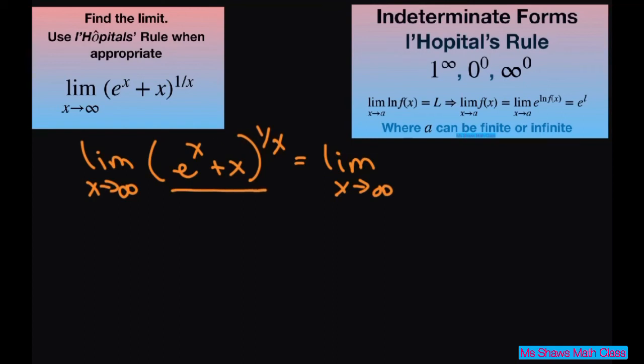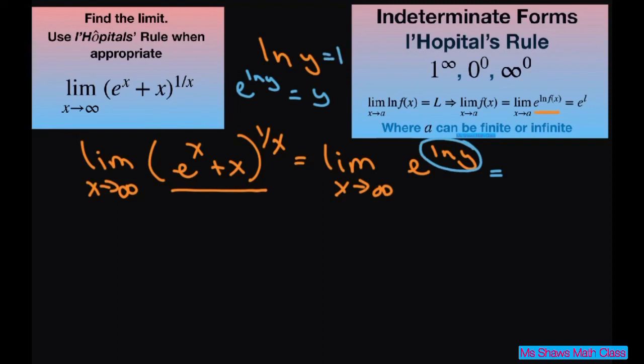And now we need y, but we only have ln of y. So to get y from ln of y, we're going to write this formula here. That's e to the power of ln of y, because e to the power of ln of y equals y, which is what we need. So this is just going to equal e, since the ln of y we got was 1. So we're going to get e to the first power, which just equals e.